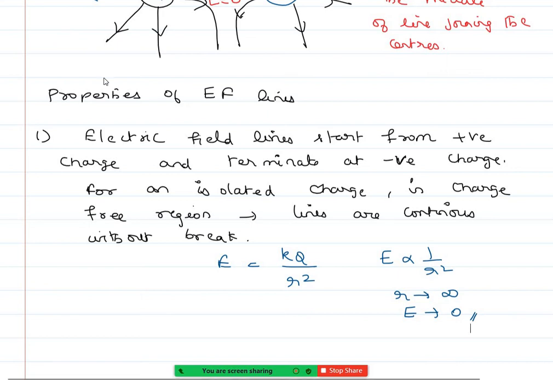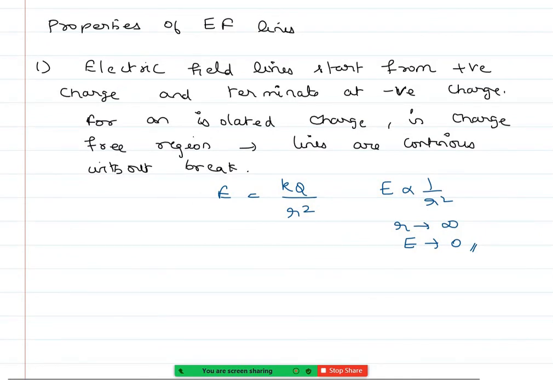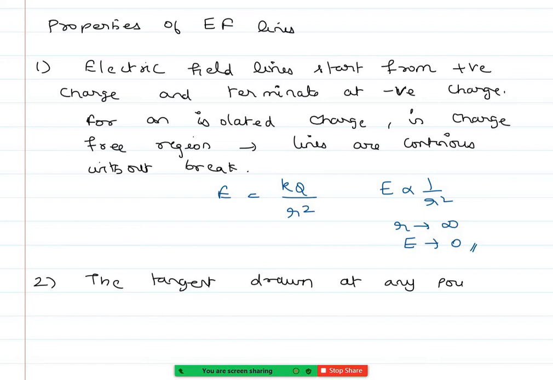Yes, ma'am. Good. So the second property is the tangent drawn at any point on the electric field line. Electric field line gives you what? The direction of electric field.